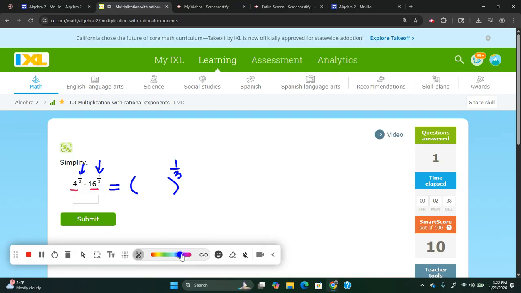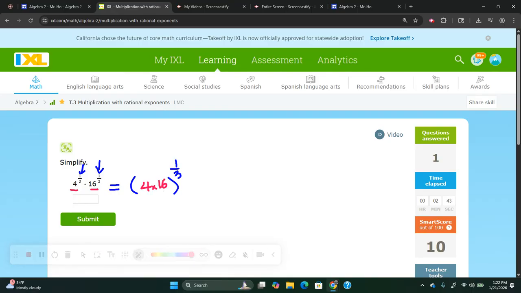Okay, 4 times 16. So 4 right here times 16. Okay, 4 times 16 is actually 64. Okay, so multiply together, that's 64. But 64 is 4 cubed. Okay, and then power 1/3. So now you can see these two powers, you multiply them together. Okay, so here we go.